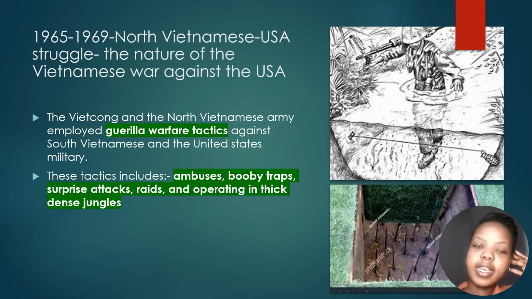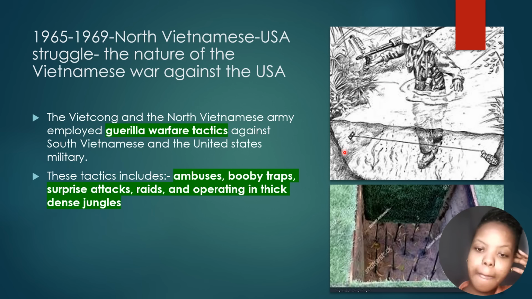Moving on. Previously I said if you want to score good marks, ensure that you talk about the strategies that were used by the USA as well as the tactics that were used by the Viet Cong. Now let's look at the tactics used by the Viet Cong. The Viet Cong and the North Vietnamese Army deployed guerrilla warfare tactics against the South Vietnamese and the United States military. These tactics included ambushes, booby traps, surprise attacks, raids, and operating in thick, dense jungles.